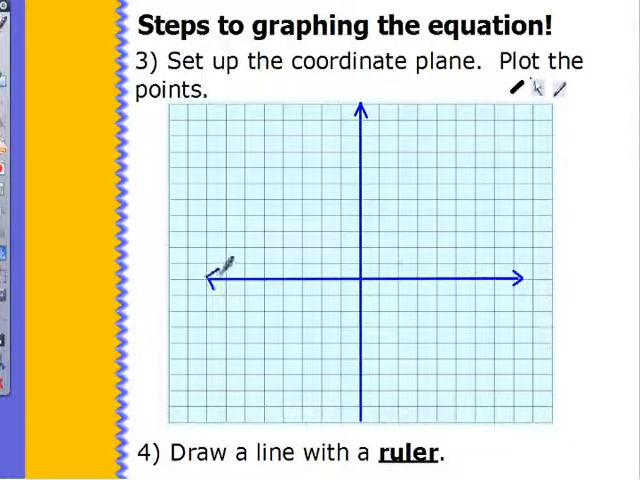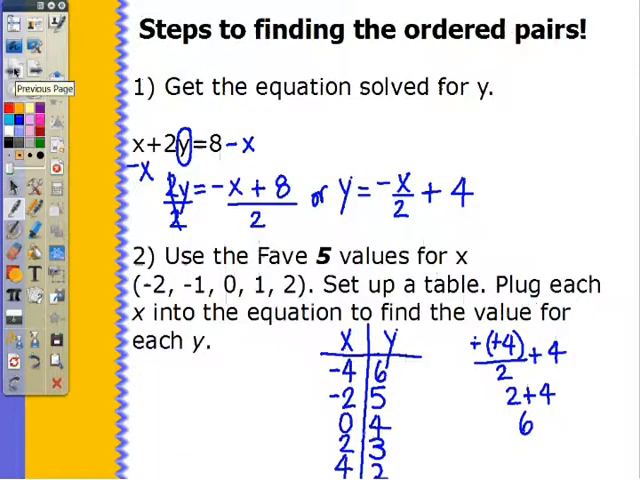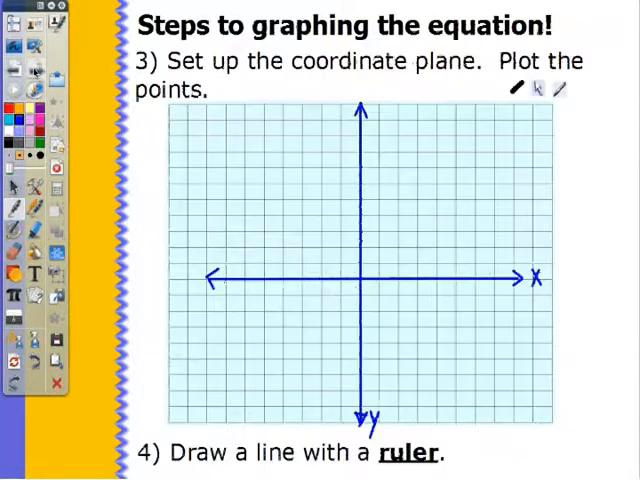Doesn't need to be enormous, just enough to fit your data. Oops, that's not a very good arrow. And you're going to label the x-axis, and you're going to label the y-axis. That's the basic setup. You do also need to tell me what you're going to count by. You can count by 1s, you can count by 2s, you can count by 5s. You should count by something that makes sense for your data. So let's go back and look at the data. The data was from negative 4 to positive 4 on the domain, and the range is from 2 to 6. So I think I'm just going to count by 1s. That seems reasonable for this set of data.